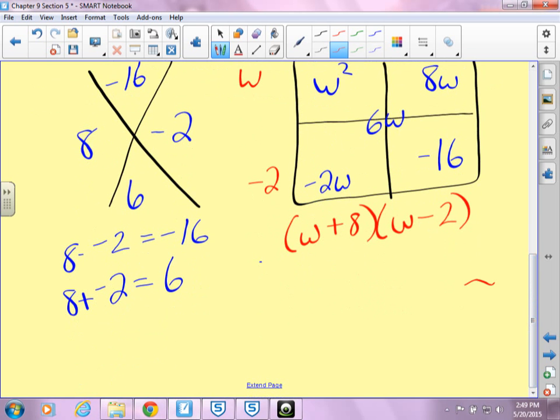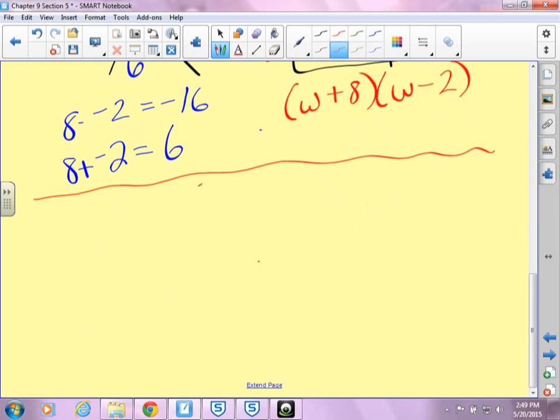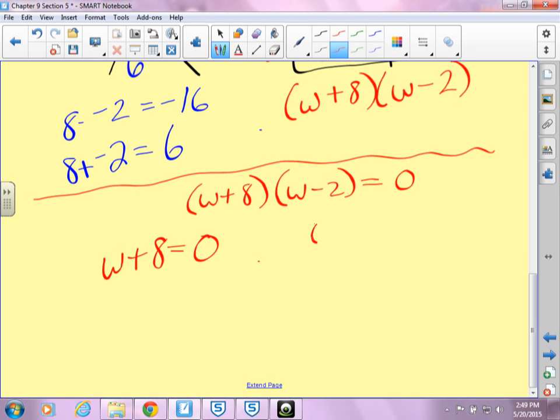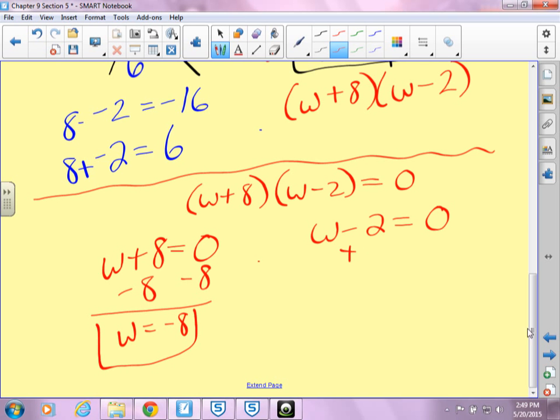And now comes that new step. I'm going to take those and set them equal to 0, and I'm going to split them off. W plus 8 equals 0, and W minus 2 equals 0. I'm going to subtract 8. I get W equals negative 8. I'm going to add my 2. W gives me 2. Now, I have two answers. My parabola crosses the x-axis at 2 and at negative 8.